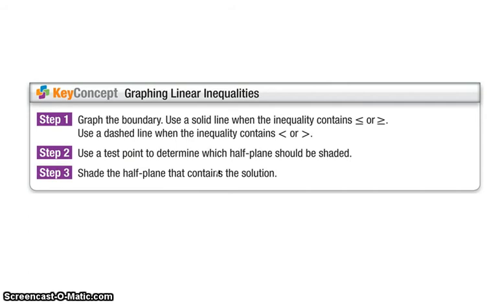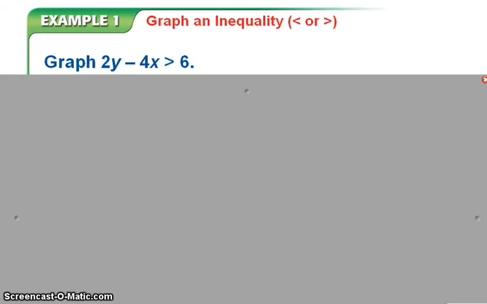Okay, in order to graph a linear inequality, we want to first graph the inequality using a line, then use a test point to determine which half plane is going to be our solution, and then we're going to shade it. Okay, let's show you how to do that.